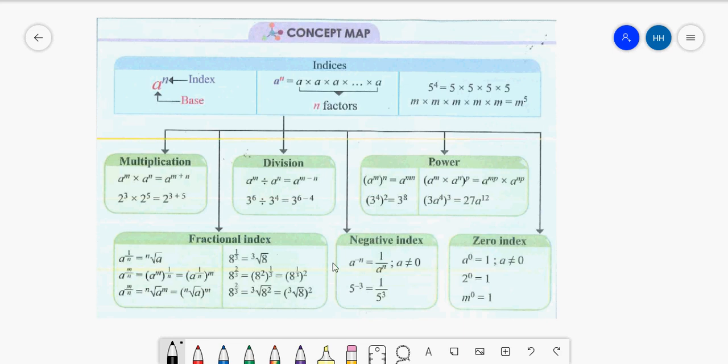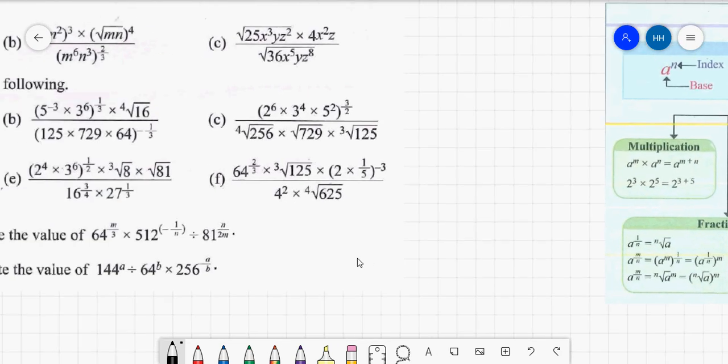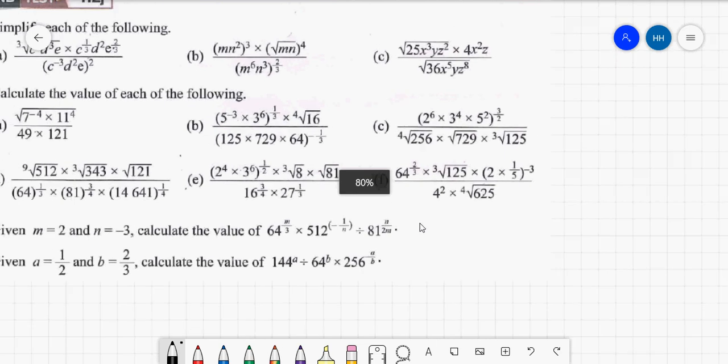And then you have negative indices. For negative indices you must know how to convert to positive index, and convert positive index to negative index. And zero index: any number to the power of 0 is equal to 1. These are the laws that you learn in this chapter. So you are going to perform the operations involving the laws of indices that you learn. This is the question from the textbook.